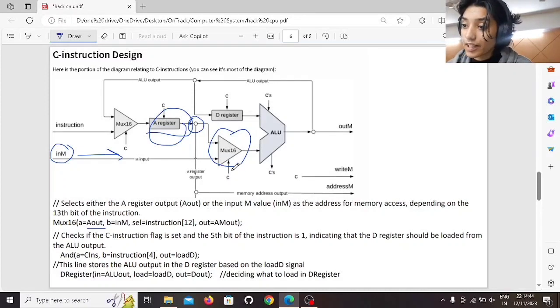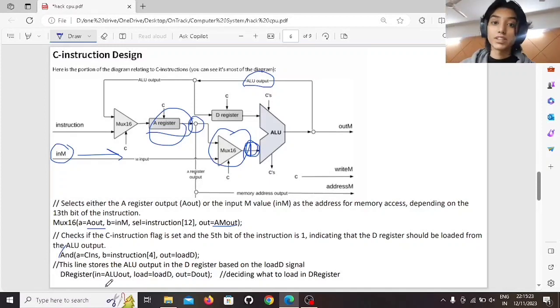Now after this, the selection is done through the 12th bit, and that is what is provided to this. Now we have reached this particular point. After this, we are dealing with an AND. What does that AND do? That AND basically tells us about the D register, whether it has to take this ALU output. It decides that. And the D register, what does it do? It basically tells you whether we have to load it or not.